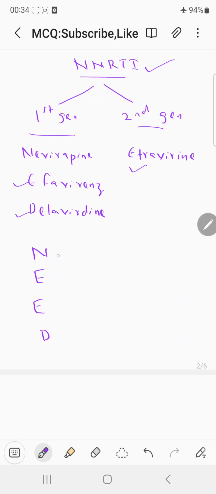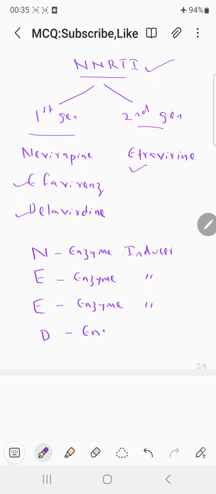Now, out of these four important NNRTI drugs, nevirapine is an enzyme inducer. Efavirenz is also an enzyme inducer. Etravirin is also an enzyme inducer, whereas dilavirdin is an enzyme inhibitor. So out of these four drugs, the first three, nevirapine, efavirenz and etravirin, are all enzyme inducers, whereas dilavirdin is an enzyme inhibitor.